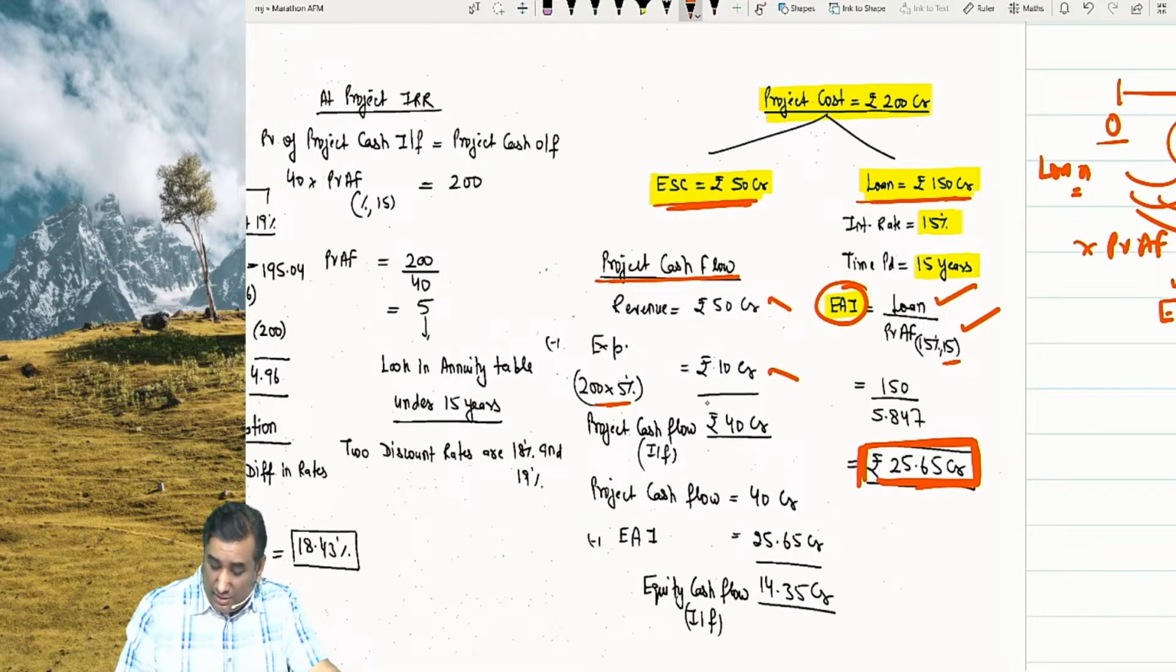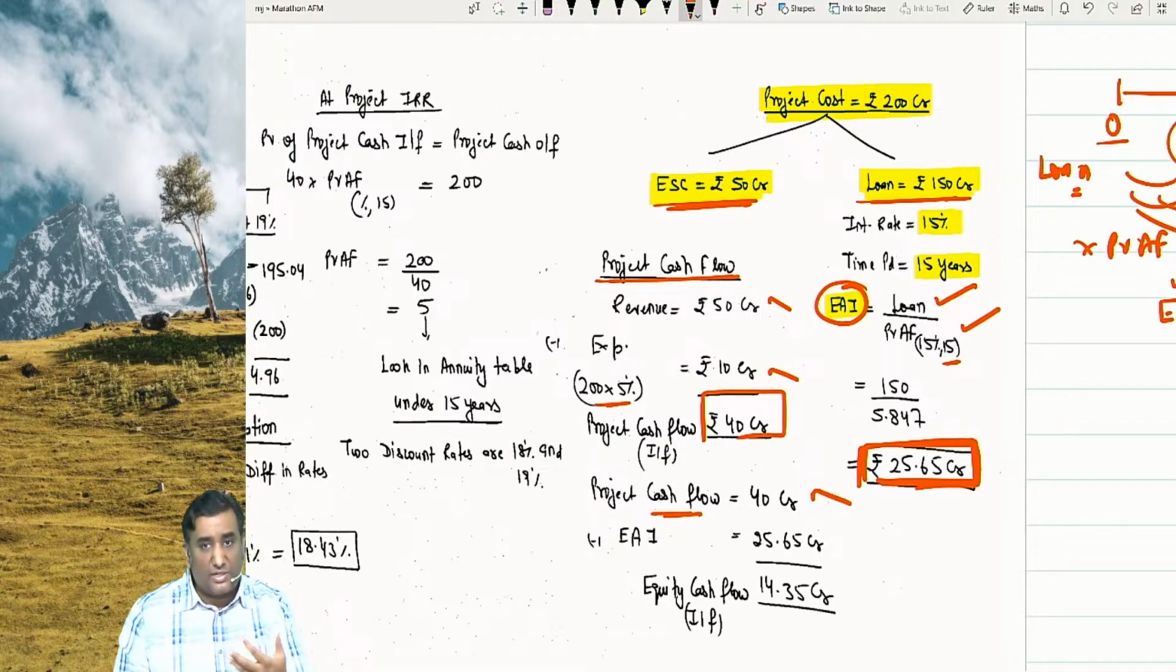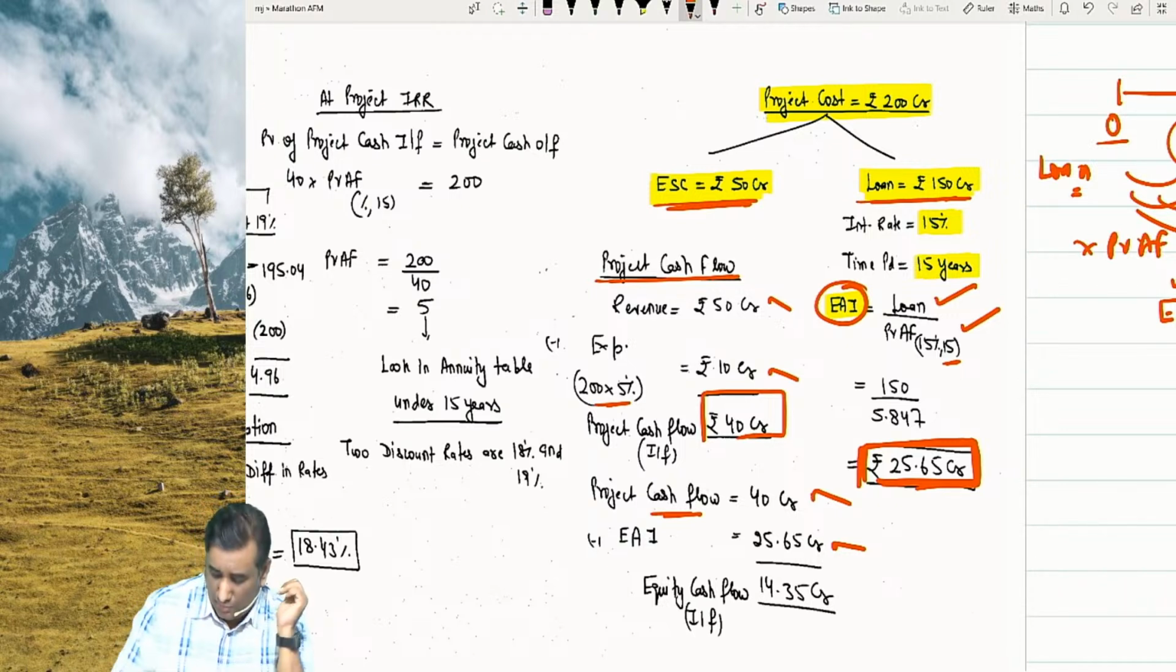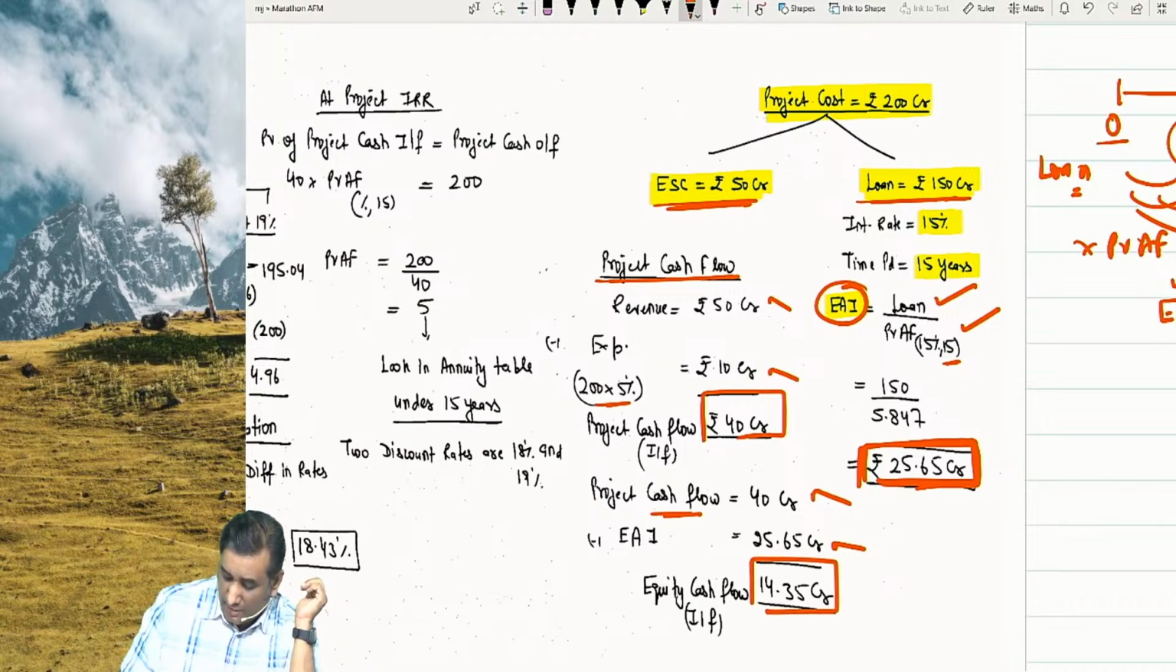5%, 10 crores. Project cash flow becomes what? 40 crores. So I have a project cash flow of 40 crores equated. When a project is giving me 40 crores, when I subtract my installment, which includes principal and interest both, so if you subtract your debt component and interest component, you get money for whom? Only for equity cash flows.